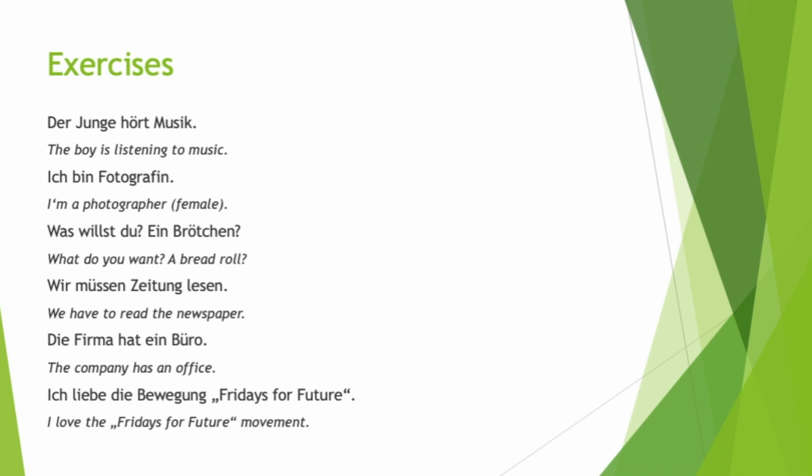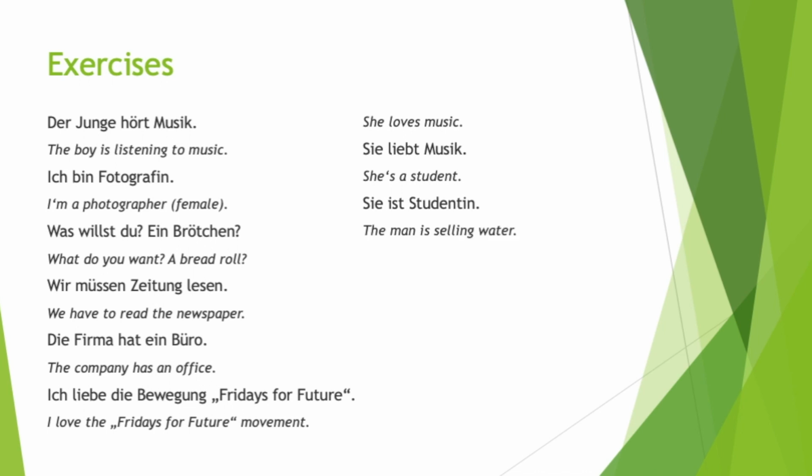I love the Fridays for Future movement. Okay, now I'm going to give you English sentences and you have to translate them into German, which is more difficult. She loves music. Sie liebt Musik. She's a student. Sie ist Studentin. Good.